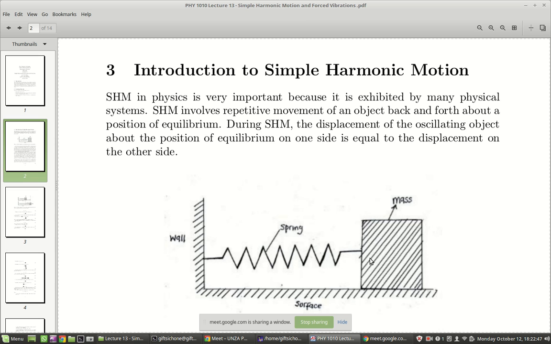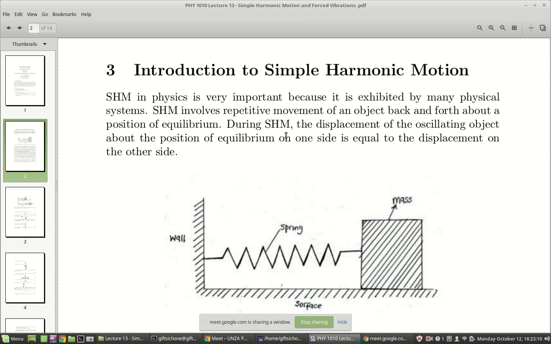A very good example of simple harmonic motion is a simple pendulum. On a simple pendulum, you have a string attached to a clamp or whatever it is, or either the string is attached or you're holding the string in your hand. Then at the end of the string there is a mass attached to that end of the string.